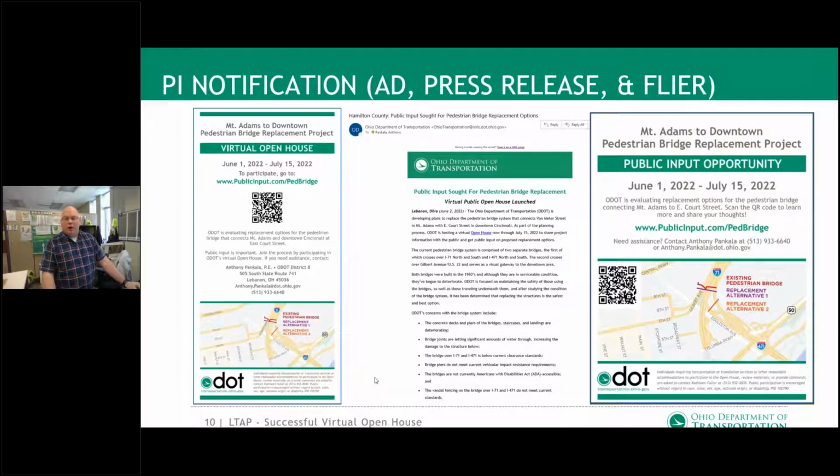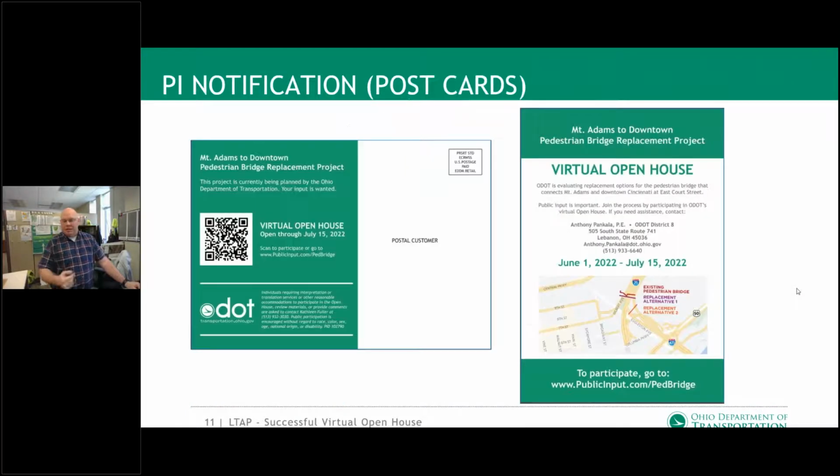And then the center one, we have our press release that the PIO office sent out that got picked up by the news agencies. And then the right is actually an example of the flyer. Pretty much all the same information is included. It's just presented slightly differently. And here's an example of the postcard itself that we sent out. Again, we use the QR code so we can have a good way of tracking, and it's also a convenience factor for the public. They don't have to type in the address. They can just easily scan that.